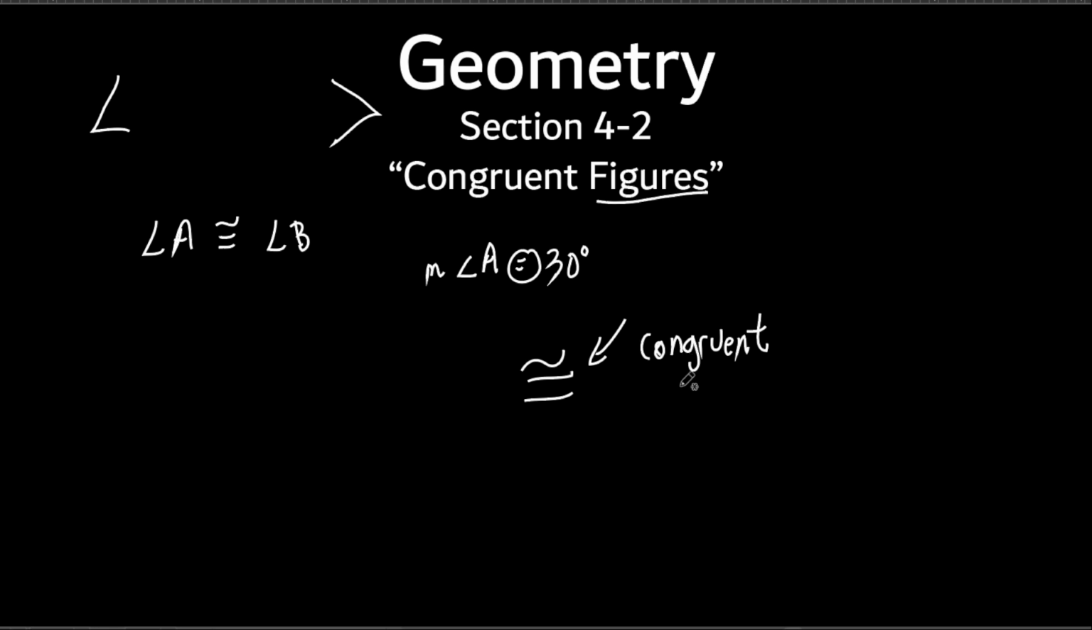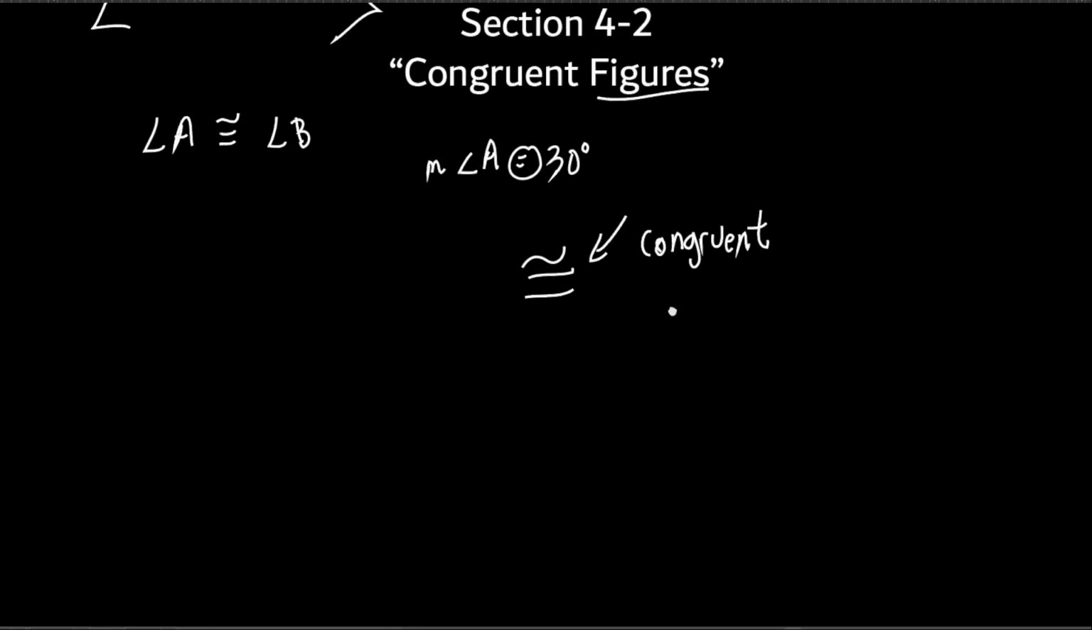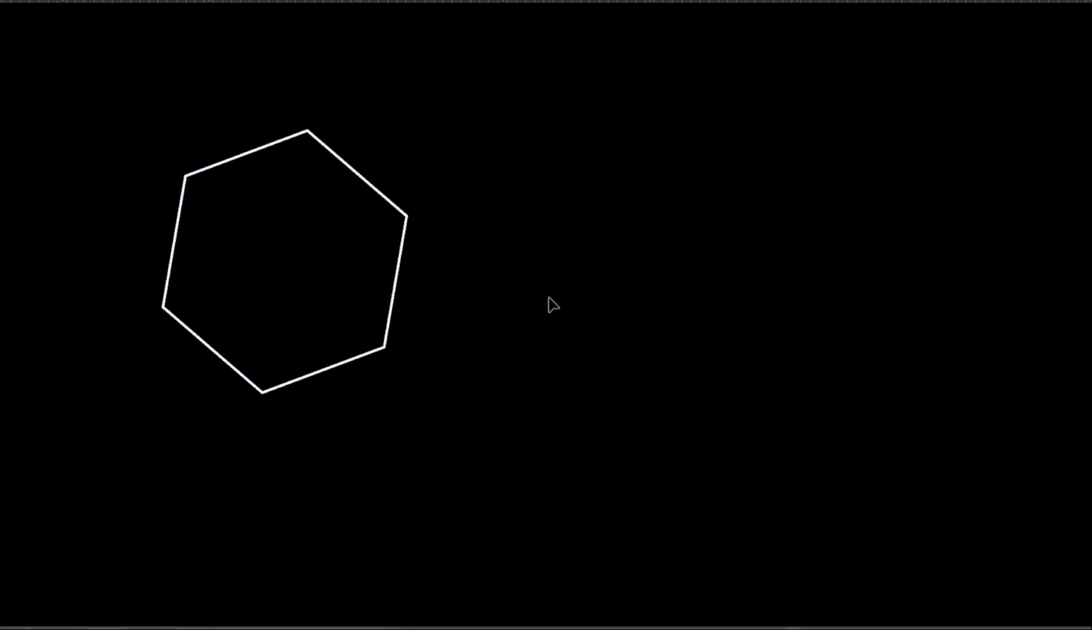So let's just give you a quick little example of a congruent figure. Let's come over here. Let's make a polygon out of it. Okay, there's a nice little polygon. How many sides is this polygon? 1, 2, 3, 4, 5, 6. So it's a 6-sided polygon. So what do we call that? We've talked about this in the past. It's a hexagon. That's right.